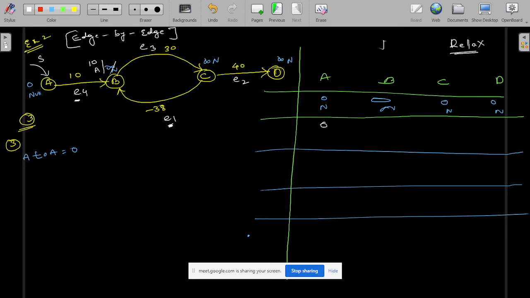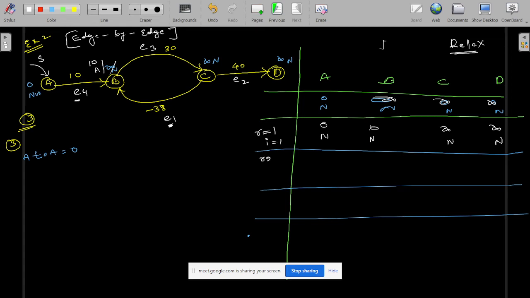See here, A value is 0, null. B value changed or not? Yes, B value changed. What is that value? 10, null. C value changed or not? No, nothing changes. Infinity, null. These are all infinity. So this is what we call round number 1, R1, that is i equals 1.